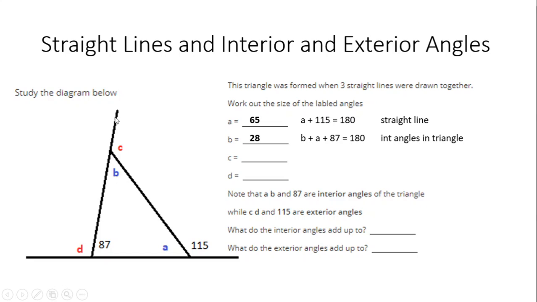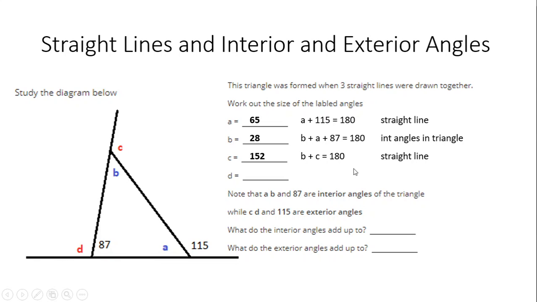Next, we should see that C lies on a straight line with B, which means that those two add up to 180. So I'll write my rule, the straight line. I'll write my equation, B plus C makes 180. And then I'm going to solve that equation. If I already know that B is 28, then C must be equal to 180 minus that 28. So C is 152.